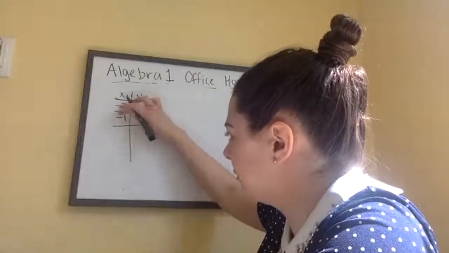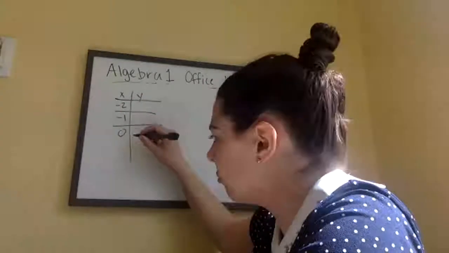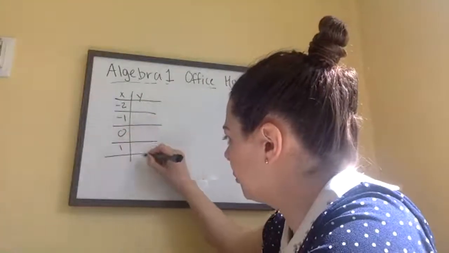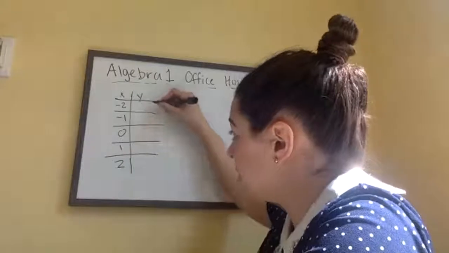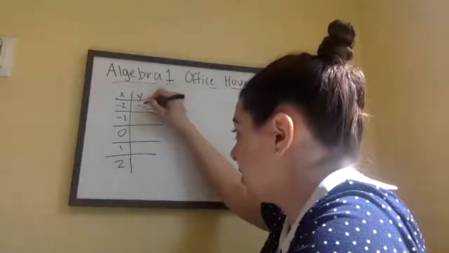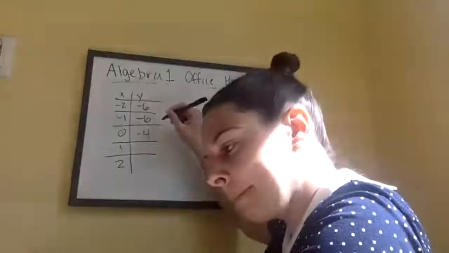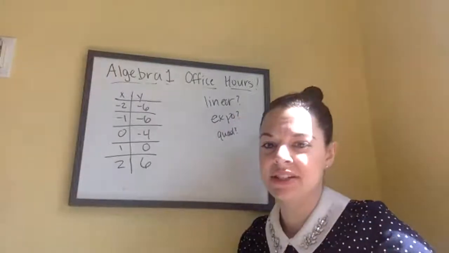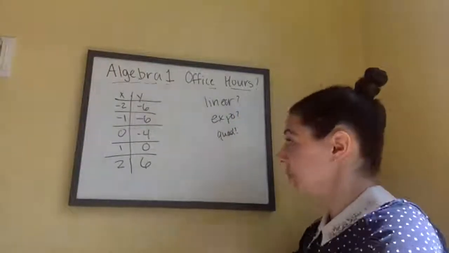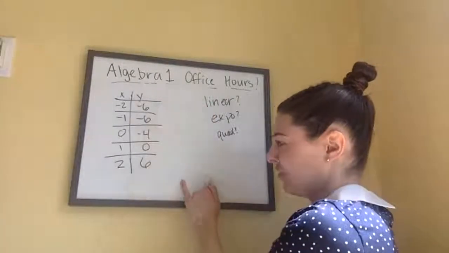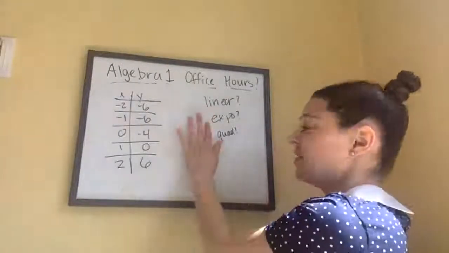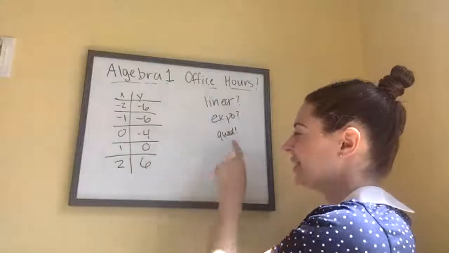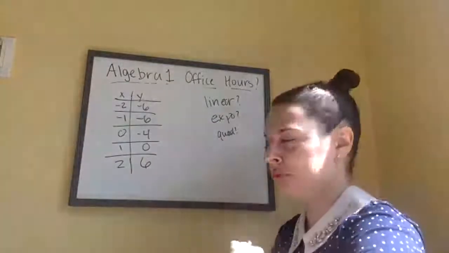-1, 0, 1, and 2. Okay, so they gave this information on the table. -6, and so on. To decide if it's quadratic, you want to go through the list in order. Ask yourself, is it linear first? If it's not, then see if it's exponential. If it's not, it's probably quadratic, but we'll prove it.